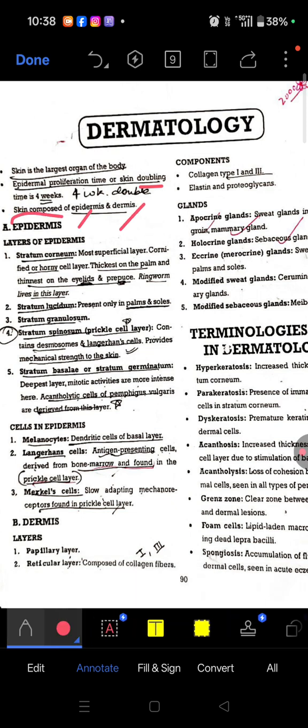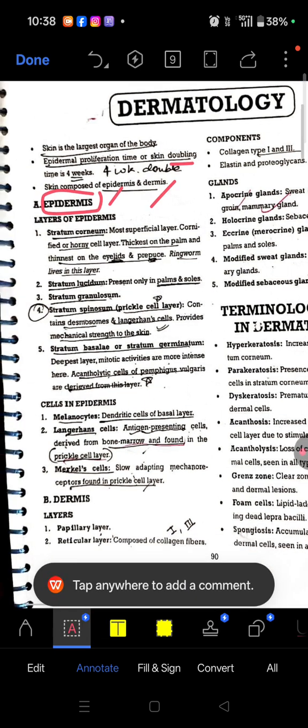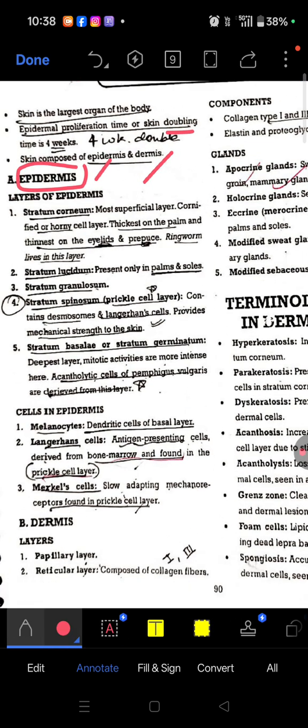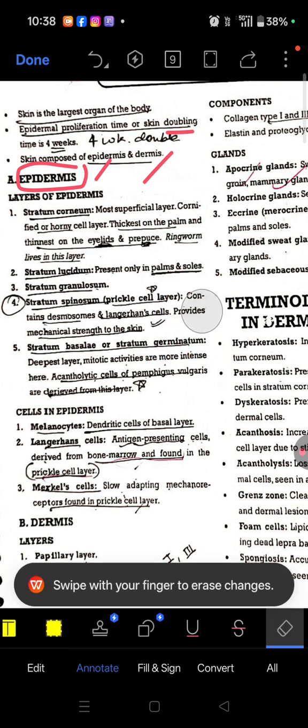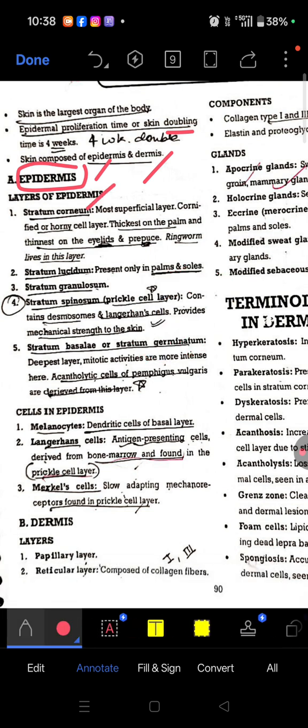Now, number 1, epidermis. What are the layers of epidermis? There are total 5 layers in epidermis. First layer is stratum corneum. It is the most superficial layer and cornified or horny cells are present here, horny cell layer. Stratum corneum is thickest on the palm and thinnest on the eyelids and prepuce.